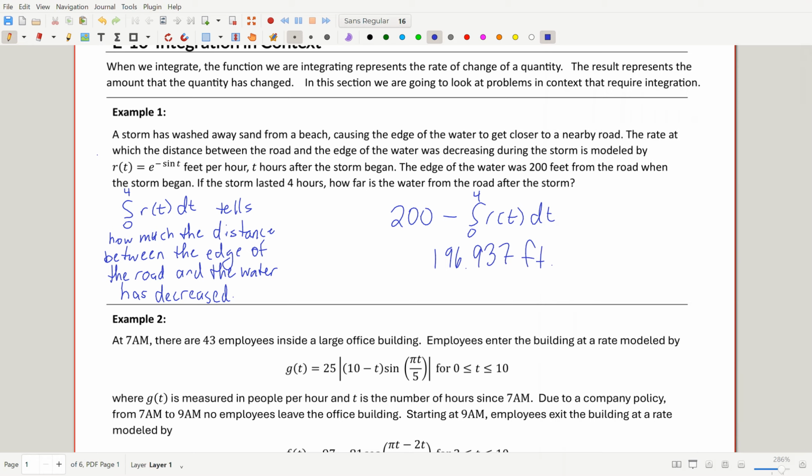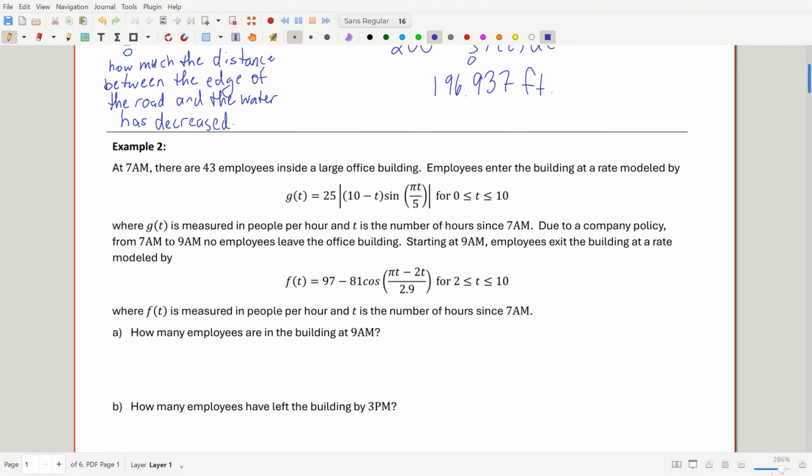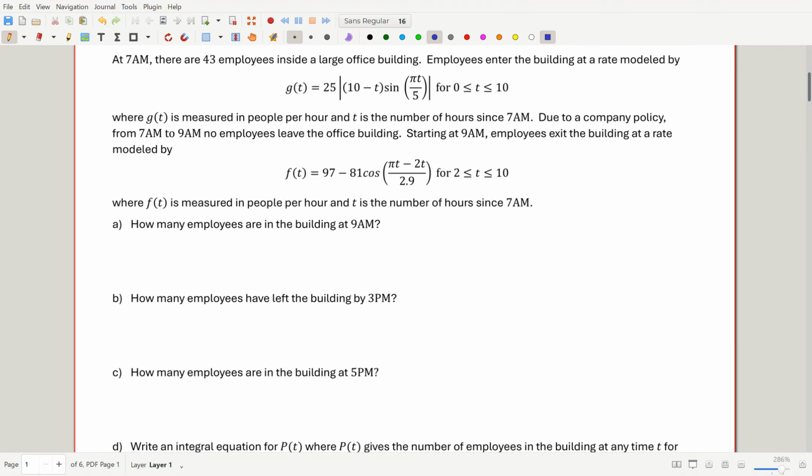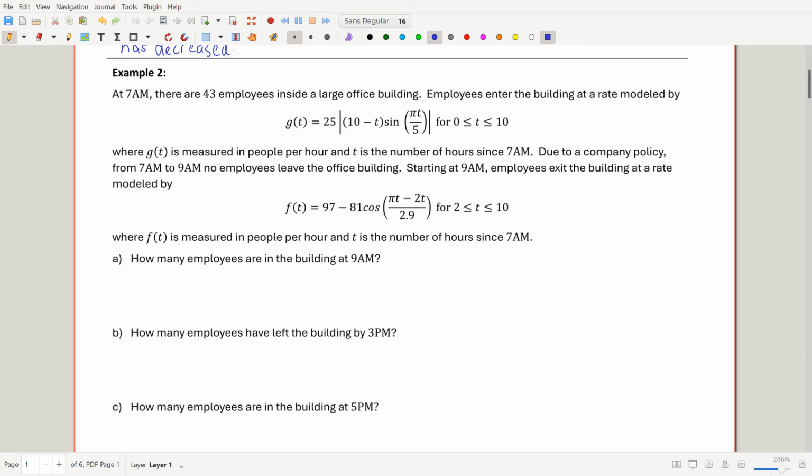Okay. Questions on that one? So taking those problems a step further, this is a really common type of setup that they'll give us on an FRQ.